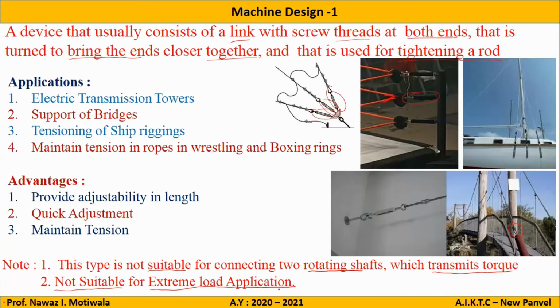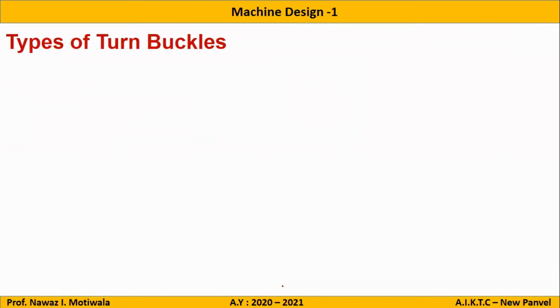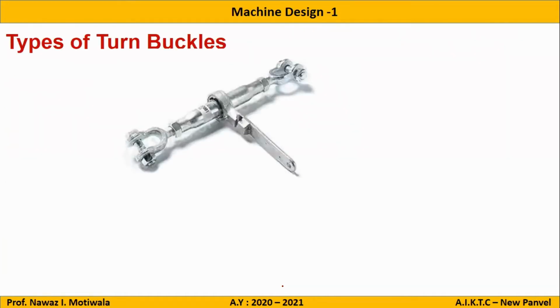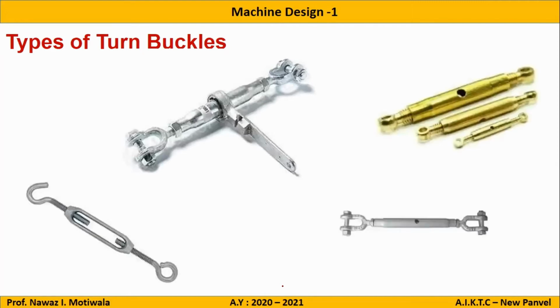So this was about the basics of turnbuckle. Now let us go further for the types of turnbuckle. So these are the various types of turnbuckle. Basic is the same in all the turnbuckle types. Just you will see the difference in the ends.